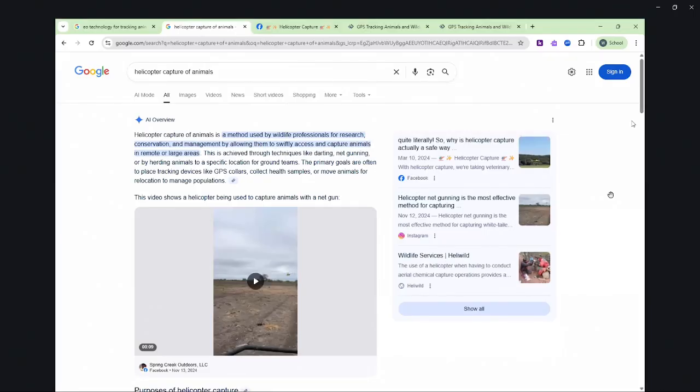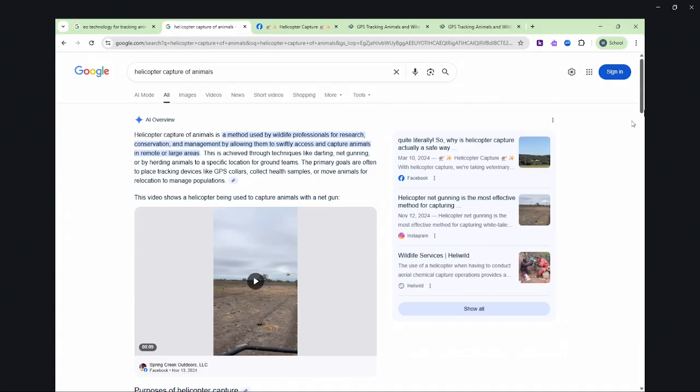It says helicopter capture of animals is a method used by wildlife professionals for research, conservation, and management by allowing them to swiftly access and capture animals in remote or large areas. So they use darting, net gunning, herding animals to a specific location. Then the ground teams move in. They are often there to place tracking devices. So there you go. And put on GPS collars, collect health samples, or move animals for relocation.